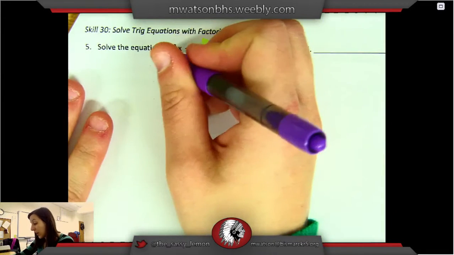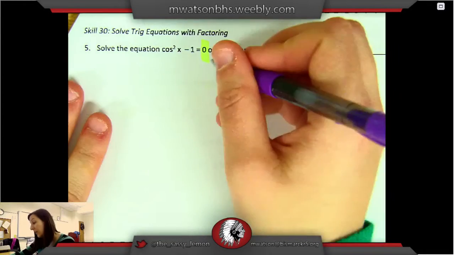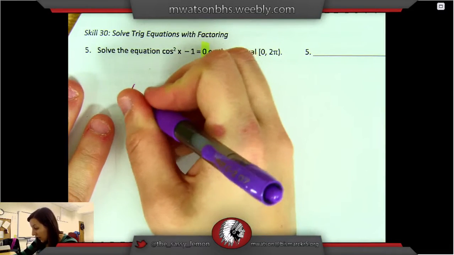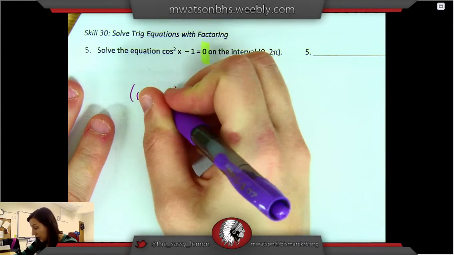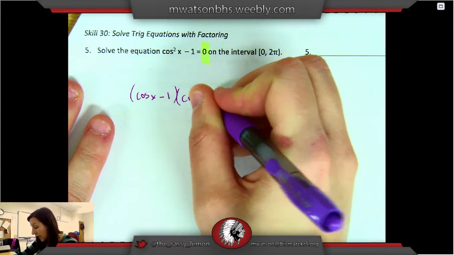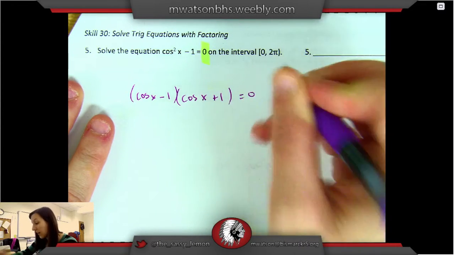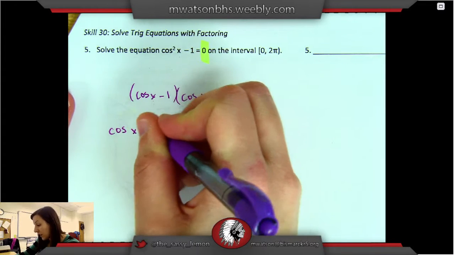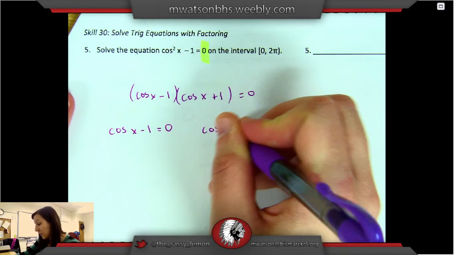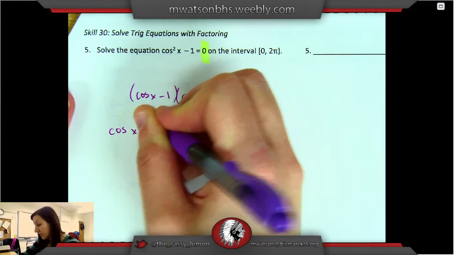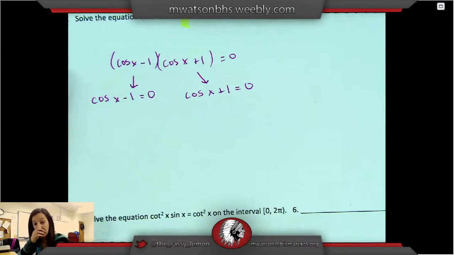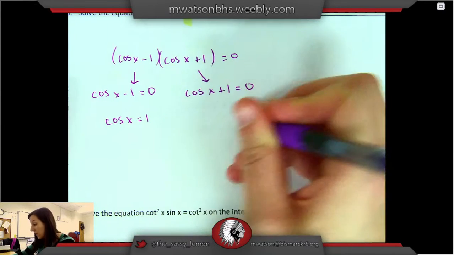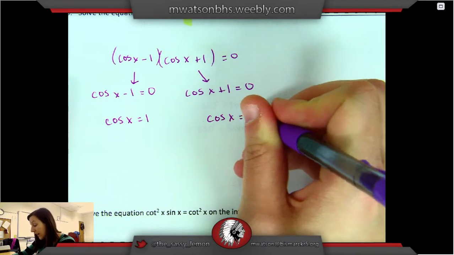So I notice that cosine squared is a perfect square, and so is 1, so I can do DOPS. So I've got cosine x minus 1, cosine x plus 1 equals 0. And then I've got my two equations: cosine x minus 1 equals 0, and cosine x plus 1 equals 0. So you just set each factor equal to 0 and solve them. And we end up with cosine x equals 1, cosine x equals negative 1.